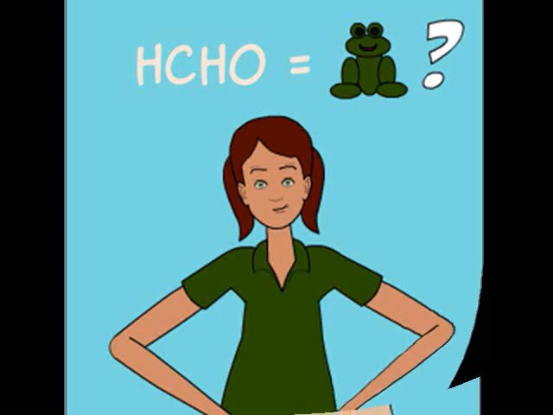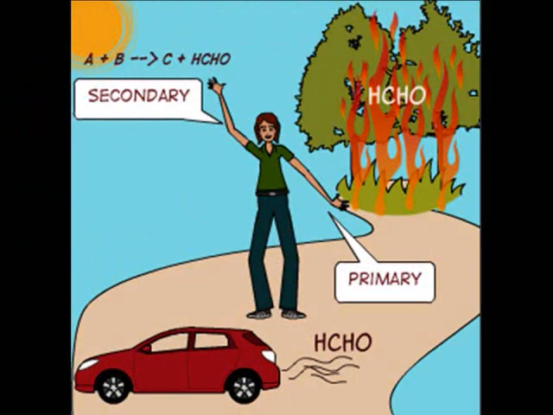It sure is, but in the environment, formaldehyde comes directly from forest fires and car exhaust. This is called primary production. It's also produced by other reactions in the atmosphere, and that's called secondary production.